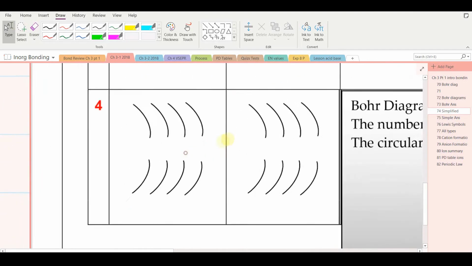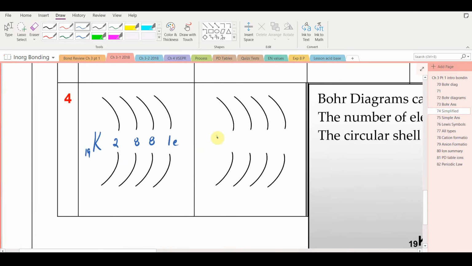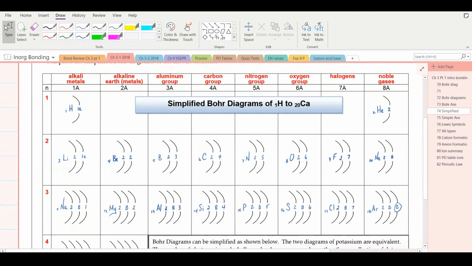2 more to go. In the 4th period, we have potassium, element number 19, 2 and 8 and 8. In the 4th shell we have 1 electron. And finally calcium, 20 electrons, 2 and 8 and 8 and 2 in the valence shell. So again, I'm repeating myself, but notice that all the elements in the same column have the same number of electrons in the valence shell, and these columns, 1A, 2A, 3A, 4A, they tell us the number of electrons in the valence shell.